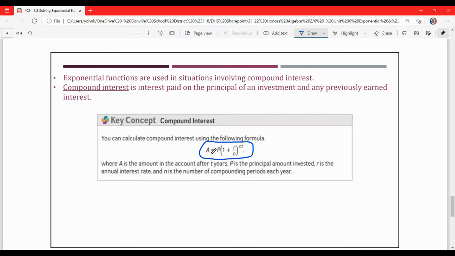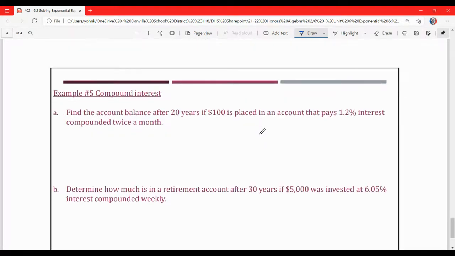Now, this A is how much money is in your account after a certain amount of time. The P is called the principal. That's how much money you put into the account. The r is your interest rate written as a decimal. The n is the number of times the account is compounded per year. Weekly is 52. If it's monthly, it's 12. Quarterly is 4. There are all sorts of different numbers that the interest can be compounded. And then your t value is the time period in years.